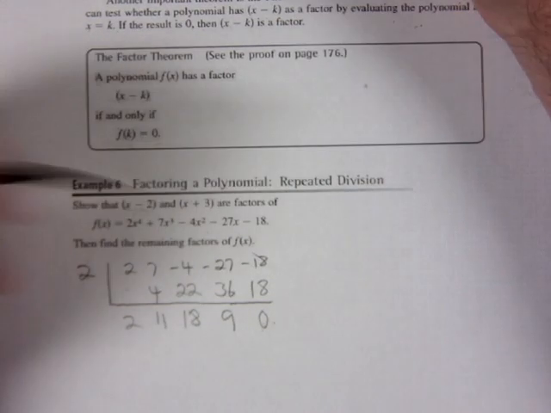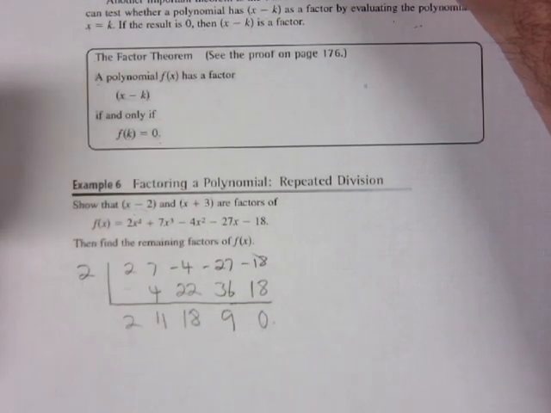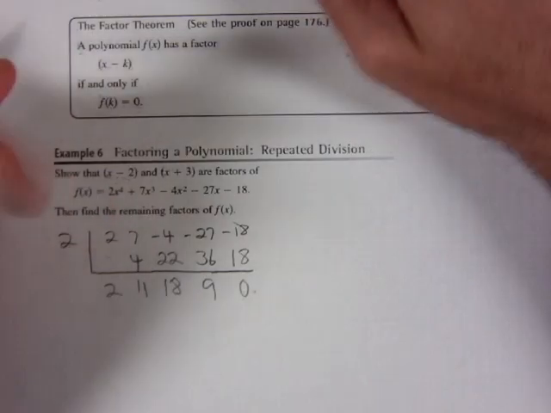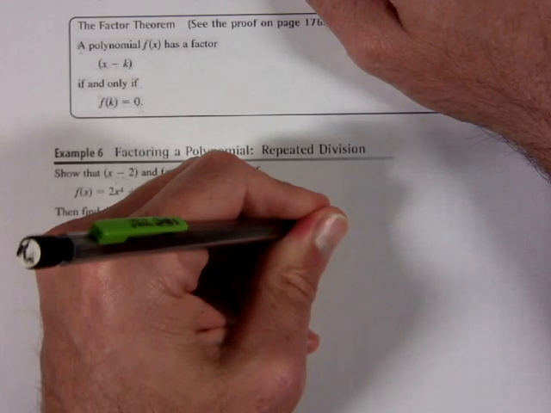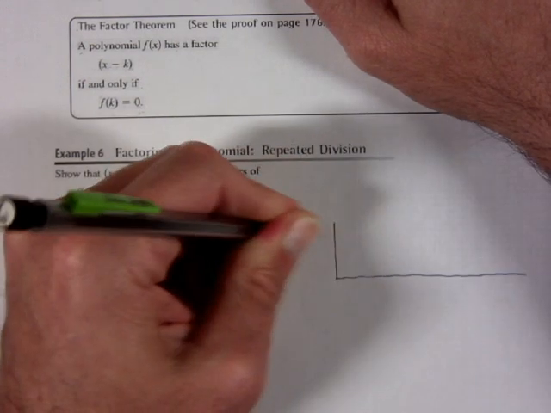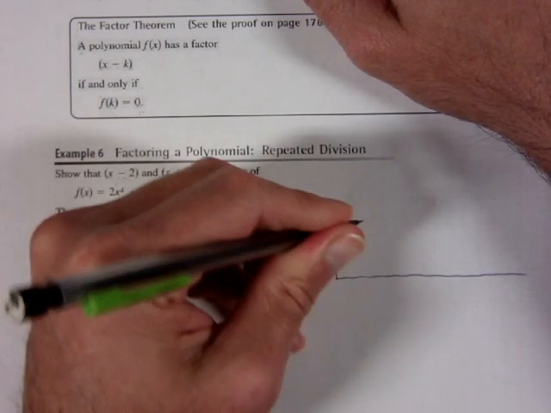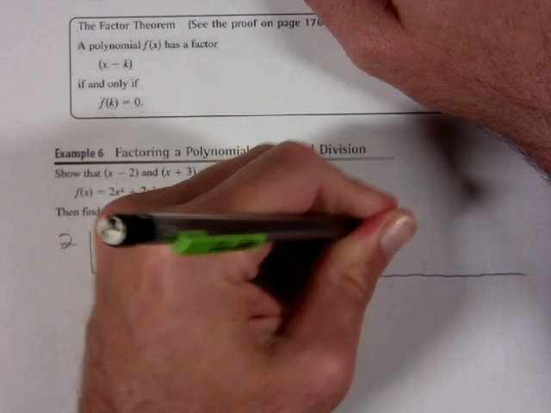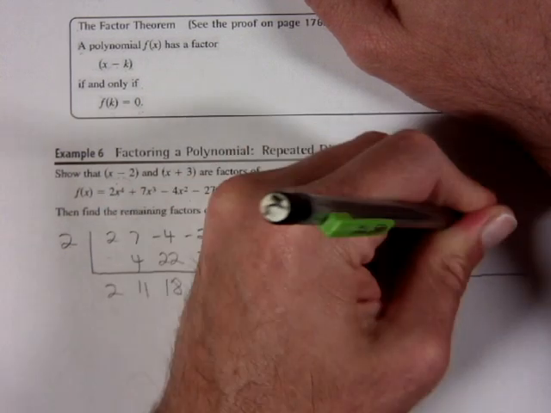All right, let's see if x plus 3 is a factor. We want to show that's a factor now. If it divides out evenly, then it is. So when I take this and I go -3 here, let's write out the coefficients again. We'll go 2, 11, 18, and 9.